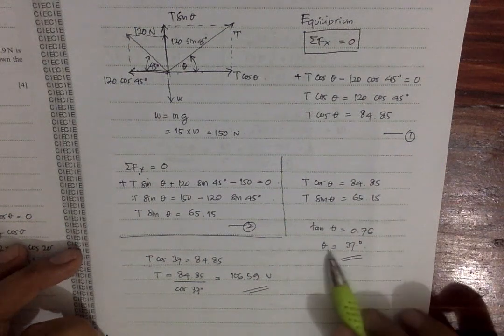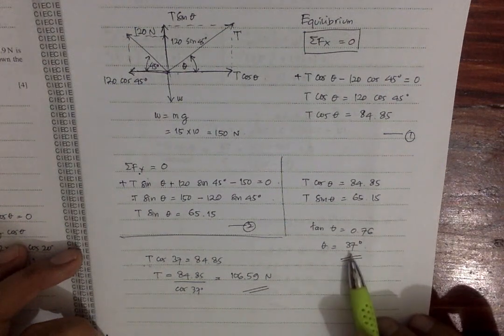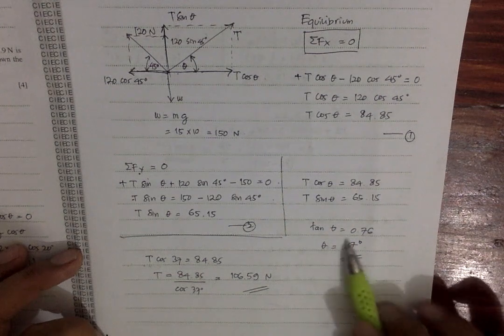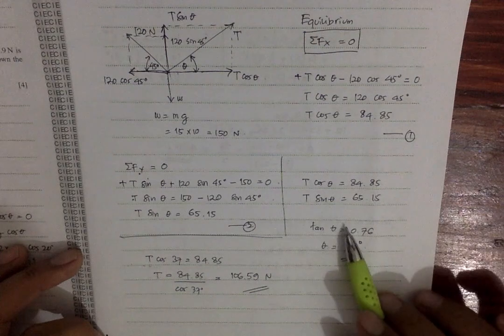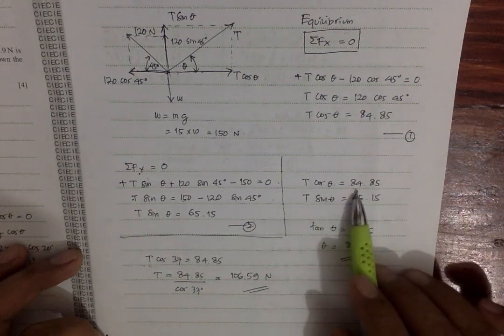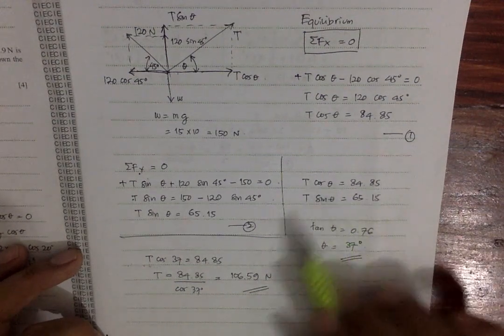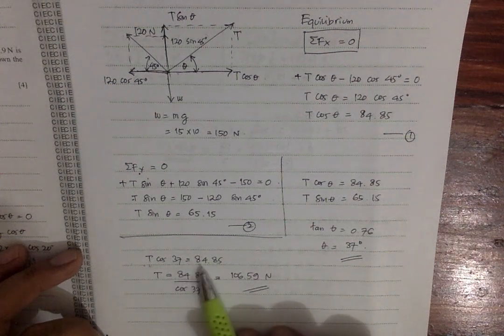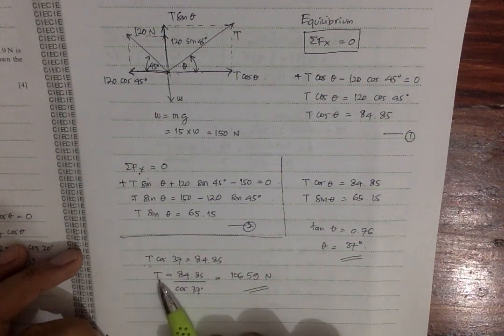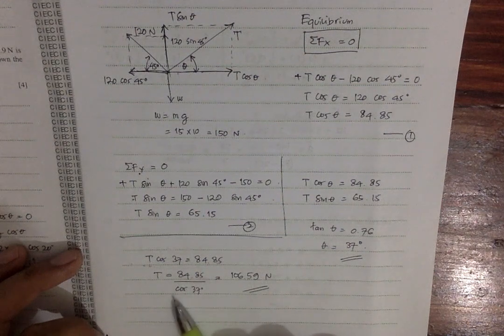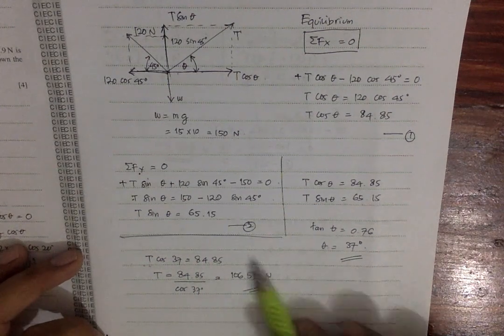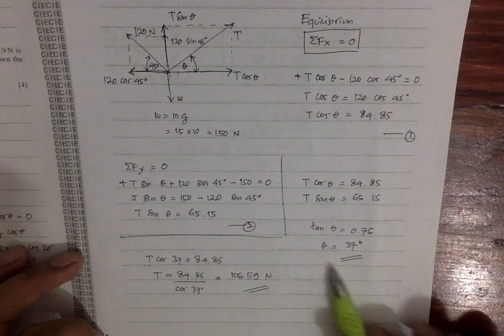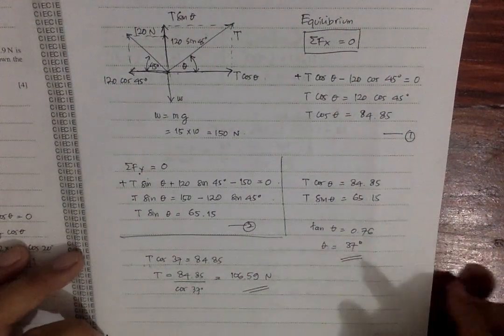Okay, after we get theta equal 37 degrees, we can use this angle here to find the T. For example, we use T cos theta equals 84.85, T cos 37 equals 84.85, and then we get T equals 84.85 over cos 37 degrees. This is equal to 106.59 Newton. Okay, this is the tension T, and this is the theta on question 2.